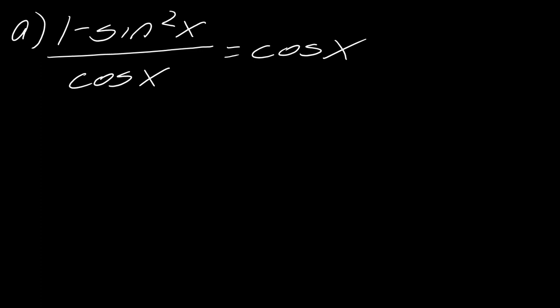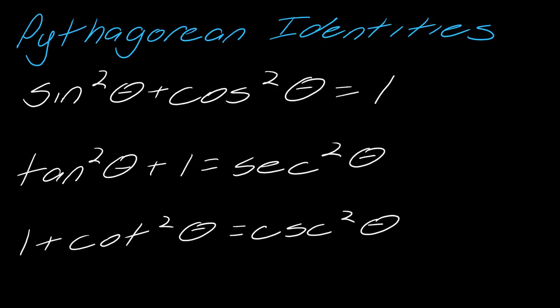So I've got 1 minus sine squared x over cosine x equals cosine x. Okay, so notice that this side looks more complicated, right? So this is where we want to start. And okay, the thing I notice here is that on top, this reminds me of the Pythagorean identity.